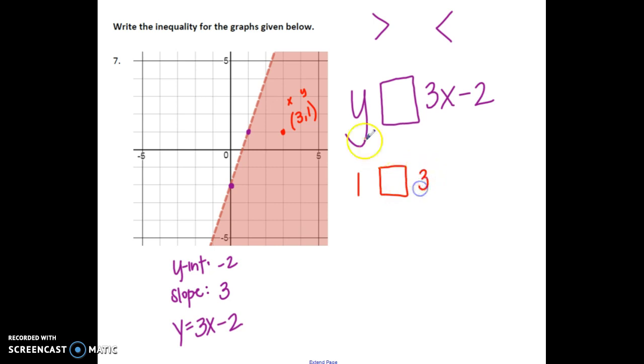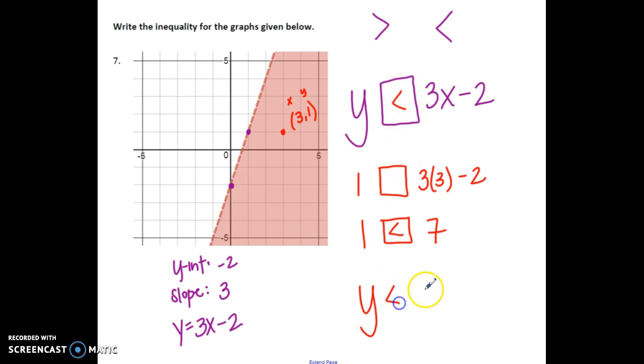So then 3 times our x, which was 3, minus 2. And if we simplify the right side, 9 minus 2 is 7. So 1 compared to 7, would you put a less than symbol or a greater than symbol? Well, 1 is less than 7, so that means the less than sign is what belongs up here. So our inequality is y is less than 3x minus 2.